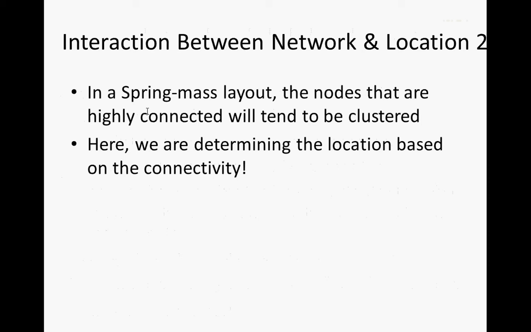Okay. So we talked about two ways in which network layout, which shapes people's location, on the one hand, and connectivity on the other are coupled. One is distance-based connection, the other is the spring mass layout. In distance-based connection, the most important thing, the governing factor, is people's location, and their connectivity depends on their location.